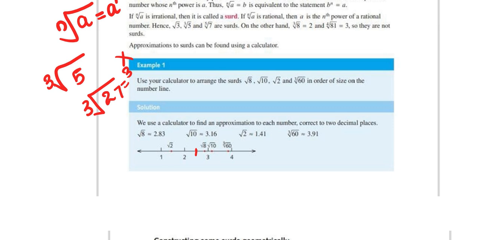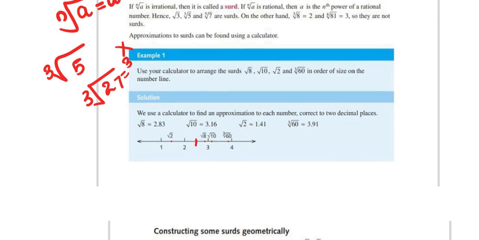Then root 10, it is 3.16, so it lies between 3 and 4 and it is nearer to 3. Root 2, it is approximately 1.41, so you can write it lies between 1 and 2 and it is nearer to 1.5. Cubic root of 60, it is 3.91, so it comes nearer to 4.